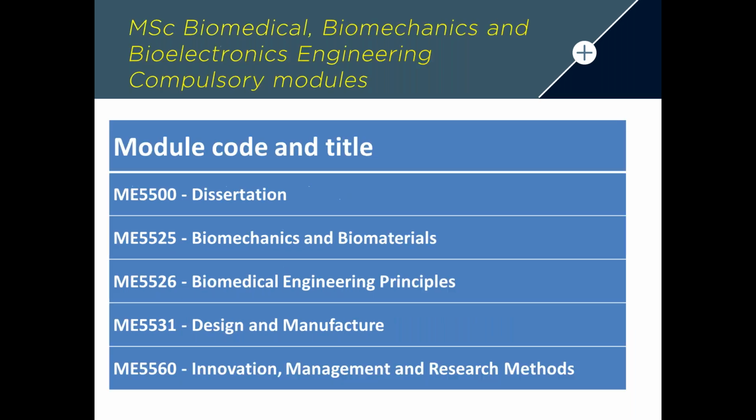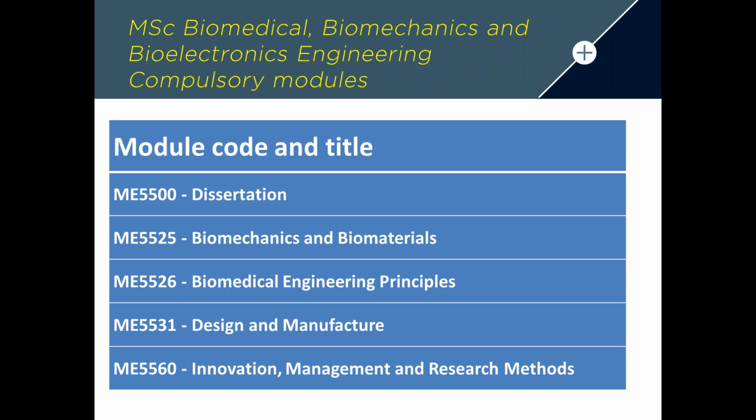The other stream of our MSc in Biomedical Engineering is the MSc in Biomedical Biomechanics and Bioelectronics. In the same way, we will go through the compulsory modules. We will have the dissertation. As we said, this is very important because it accounts for 60 credits, i.e. it's 1/3 of the whole course. ME 5525, listed number 2.